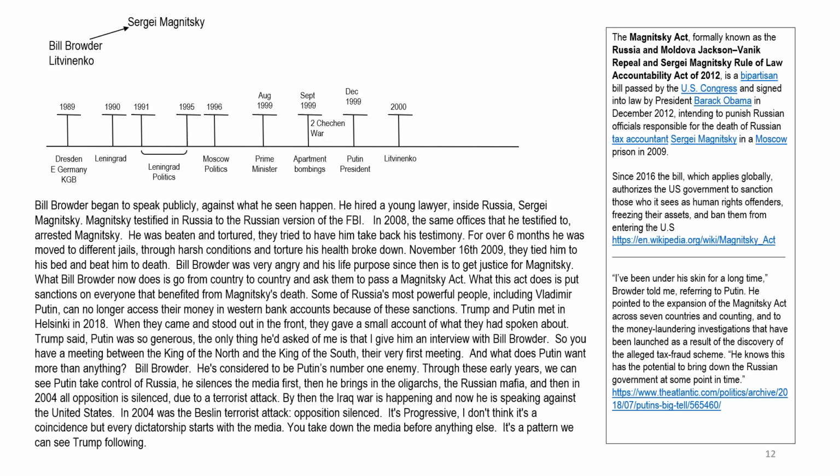of these sanctions. Trump and Putin met in Helsinki in 2018. When they came and stood out in the front, they gave a small account of what they had spoken about. Trump said Putin was so generous. The only thing he'd ask of me is that I give him an interview with Bill Browder. So you have a meeting between the King of the North and the King of the South, their very first meeting.